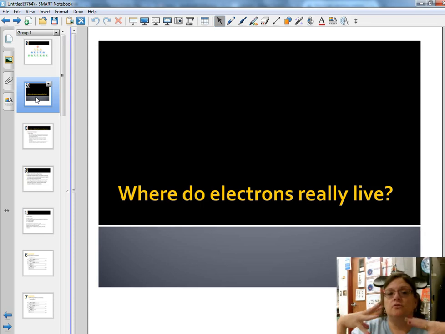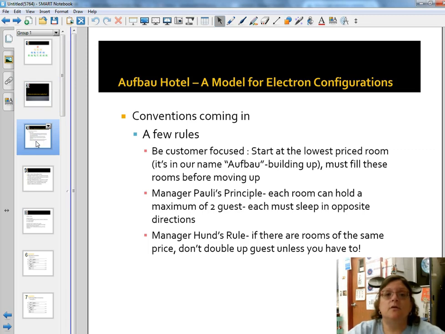Where do the electrons really live? Now, I am a big fan of models, and I really don't worry about whether the models are scientific. Instead of talking about orbitals for right now, we're going to talk about a hotel. This hotel is called the Aufbau Hotel. The Aufbau Hotel has several rules.